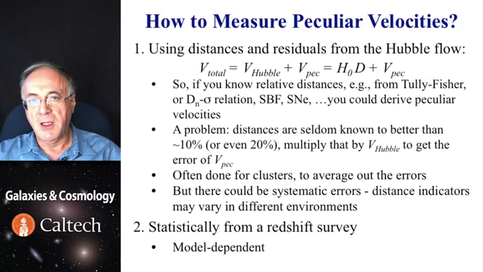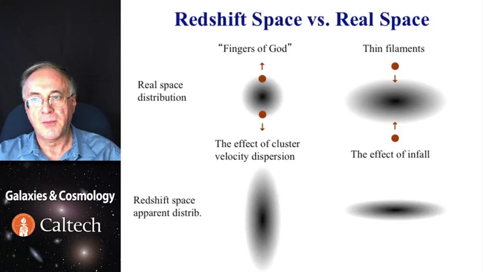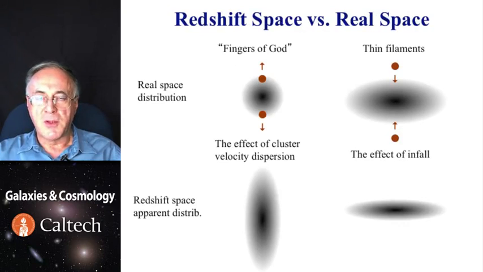But there is another way in which we can measure peculiar velocities, and that is from redshift surveys themselves. Now, first, remember about redshift space. We observe some structure of galaxies, and if it is a very massive structure, it's virialized, like the core of a rich cluster, the galaxies will have their own thermal velocity due to the potential well of the cluster itself.